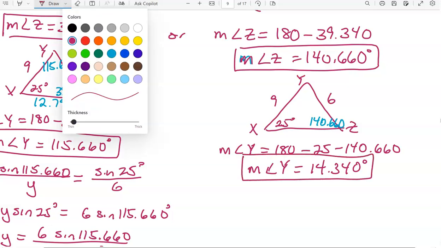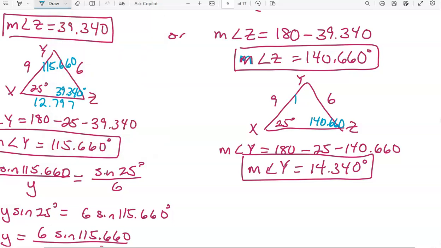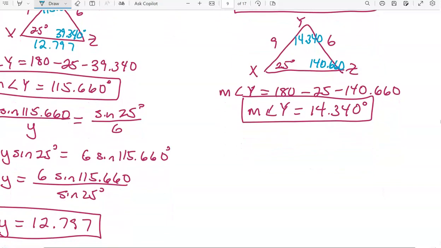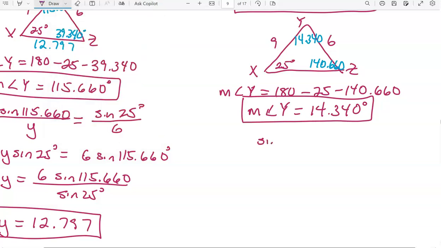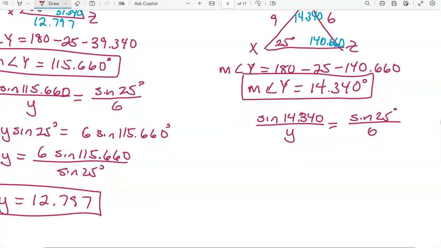There's our third angle. One thing left to find. I'm going to go ahead and insert that in the diagram so that we have that relative positioning for future reference for our next calculation. And the last thing to find is side Y. So to find side Y, we need to have sine of the angle that we just found, 14.340, divided by Y equals sine of 25 divided by 6. And cross multiplying, Y times the sine of 25 degrees equals 6 times the sine of 14.340.